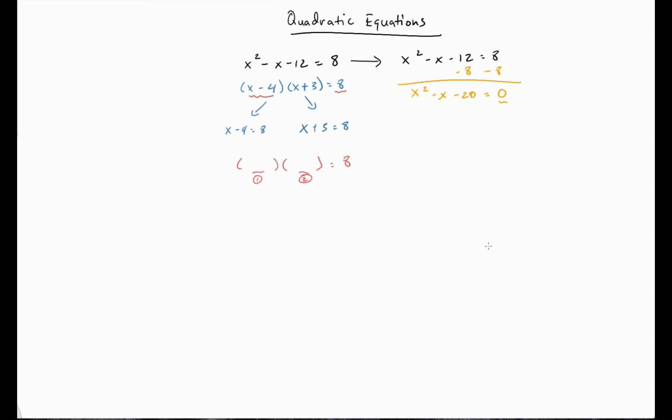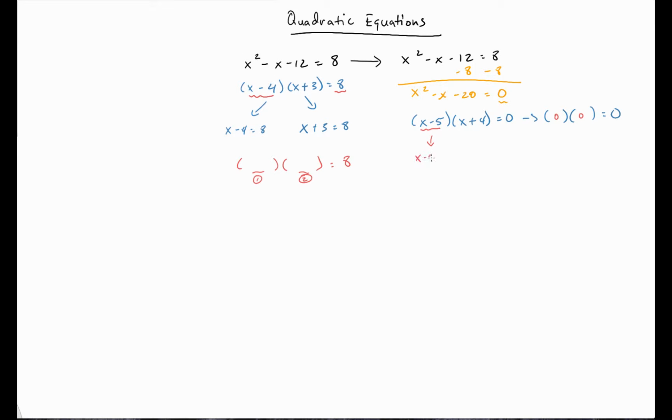That 0 is so important. And let's look at why. I'm going to factor this again. Okay, and here's why it's so important. If we have blank times blank equals 0, there's not an infinite number of possibilities for that. Either the first blank is 0, or the second blank is 0, or they're both 0. That's really it.